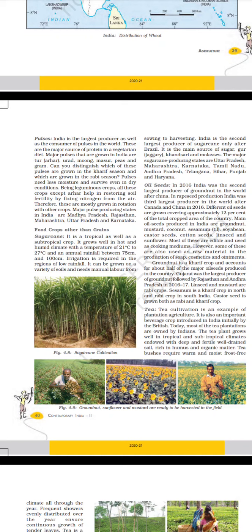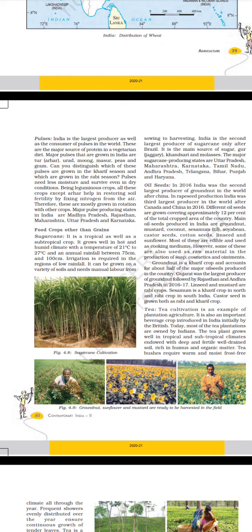India is the second largest producer of sugarcane only after Brazil. It is the main source of sugar, jaggery, khandsari, and molasses. The major sugarcane producing states are Uttar Pradesh, Maharashtra, Karnataka, Tamil Nadu, Andhra Pradesh, Telangana, Bihar, Punjab, and Haryana.